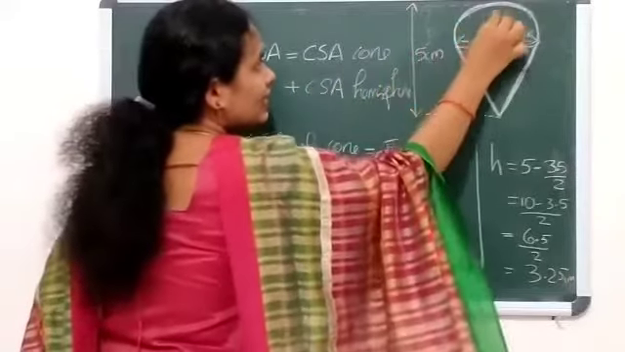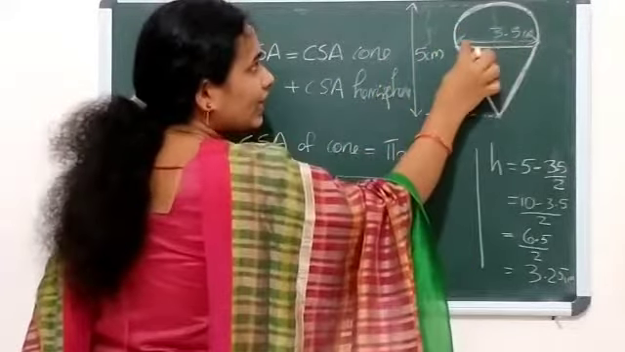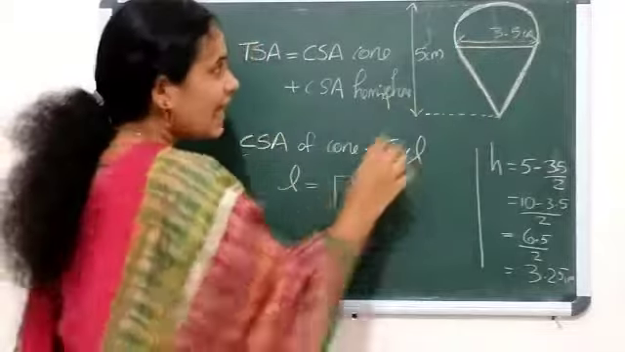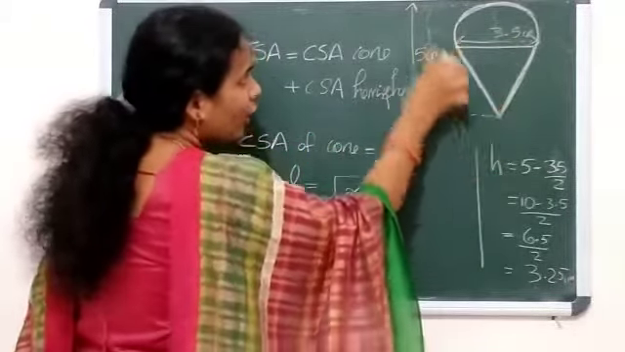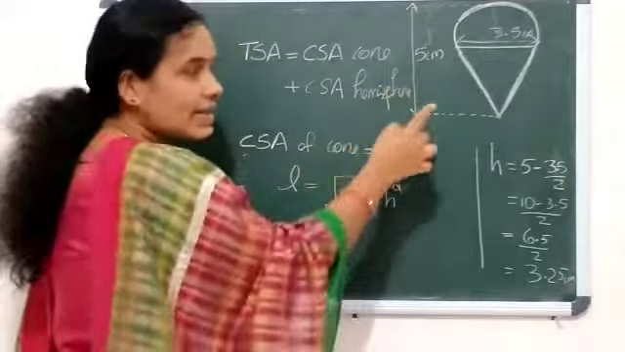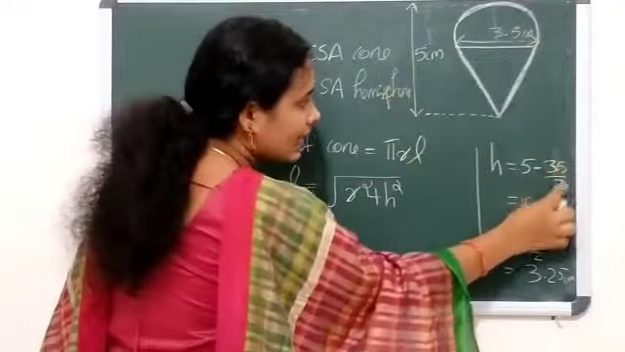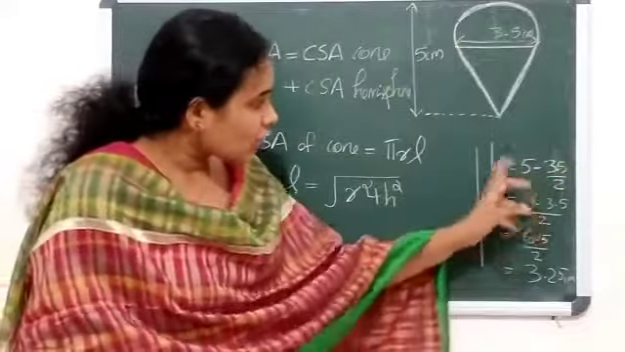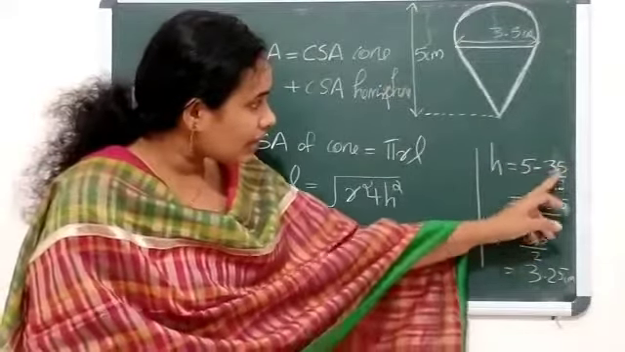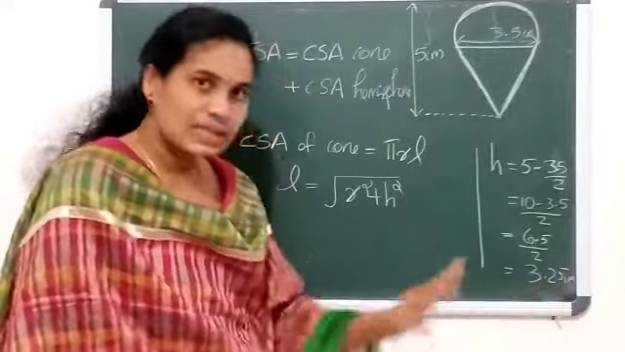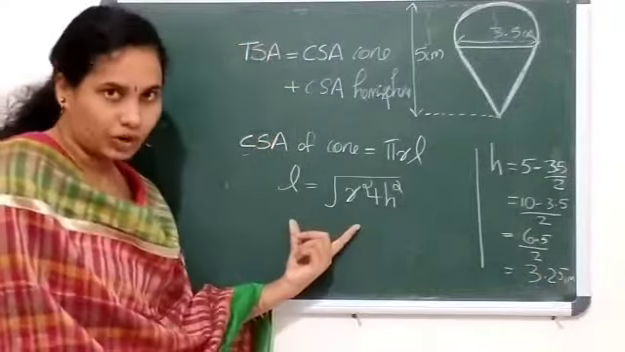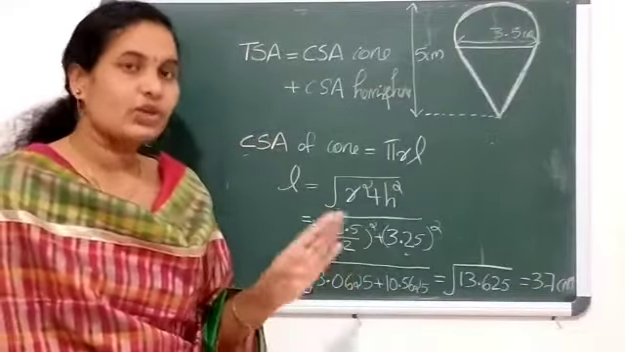This distance is actually the radius of that hemisphere, that is 3.5 by 2. So the height of this cone can be found by the full height 5 minus 3.5 by 2. Just cross multiply, you will get (10 minus 3.5) by 2, so 3.25. 3.25 centimeter is the height of the cone. So we got the value of h equal to 3.25.